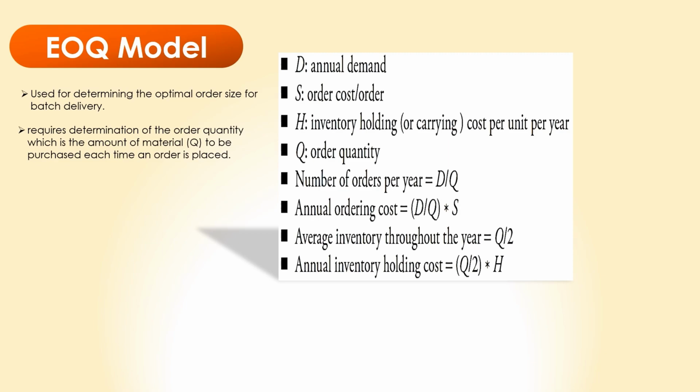Next is the annual inventory cost. This is equal to Q over 2, or the average inventory throughout the year, multiplied by H, or the inventory holding cost per unit per year.